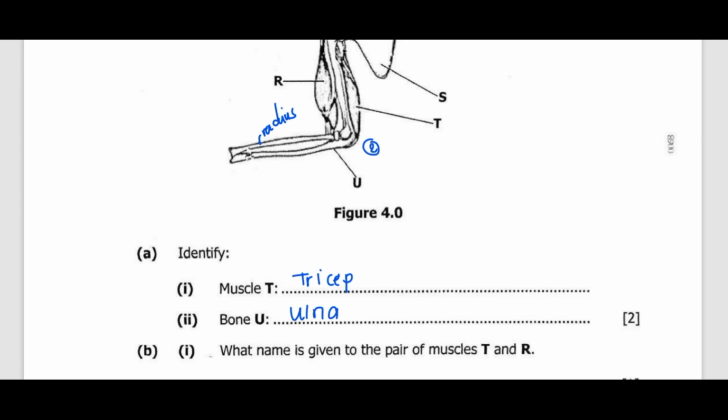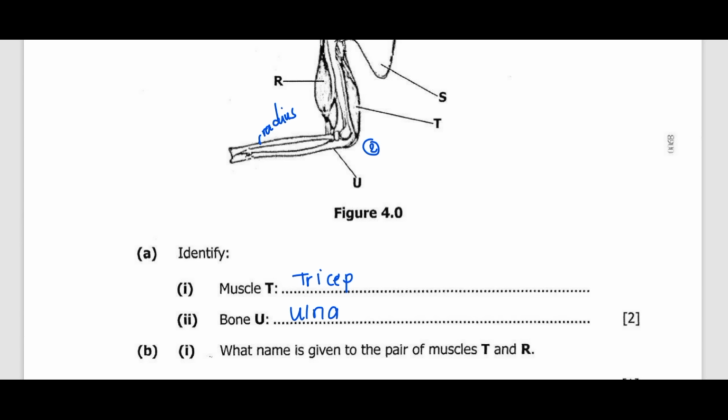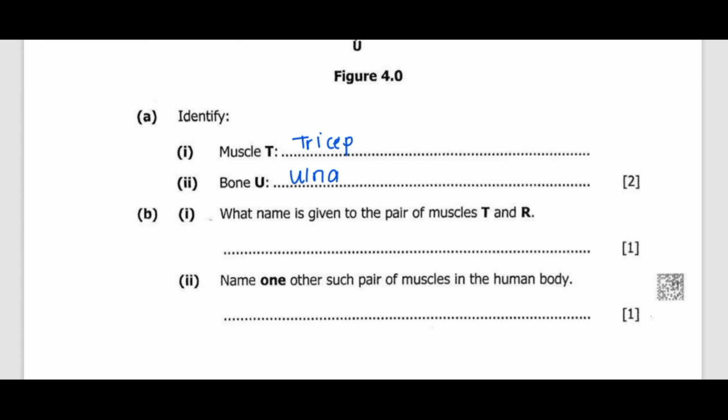Then let's look at B1. What name is given to the pair of muscles T and R? So what is R? We said T is tricep. Then R is bicep. So these two muscles, they work oppositely. If muscle T contracts, then our R will relax. So what do we call muscles that operate in such a manner? So these are known as the antagonistic muscles.